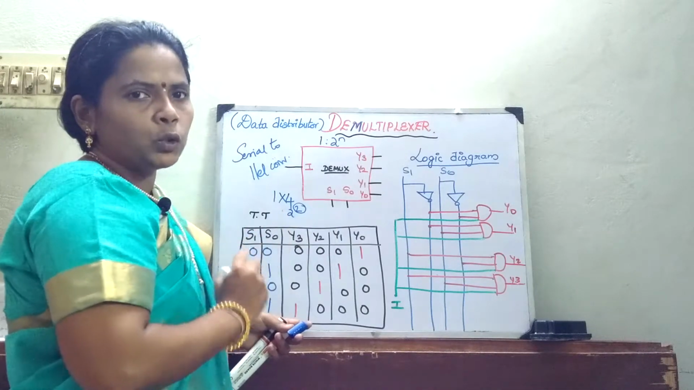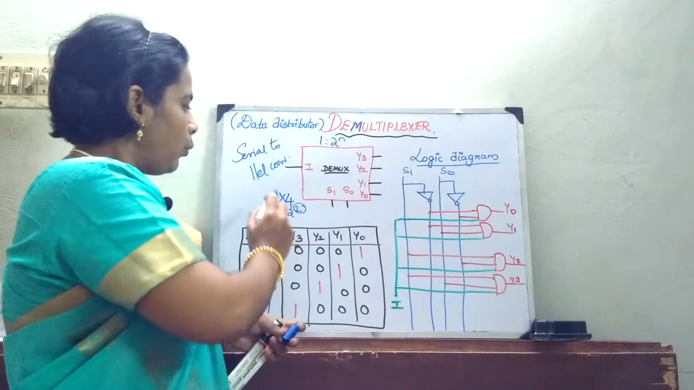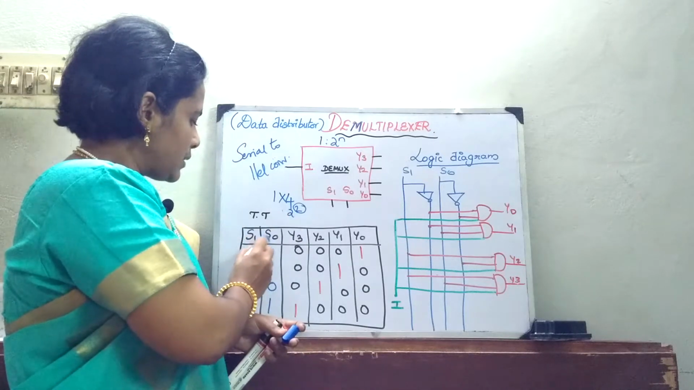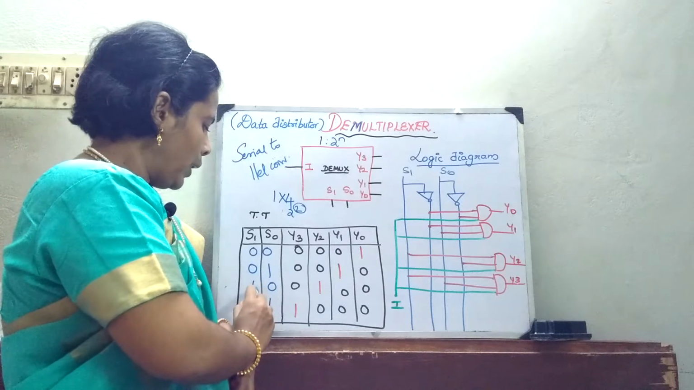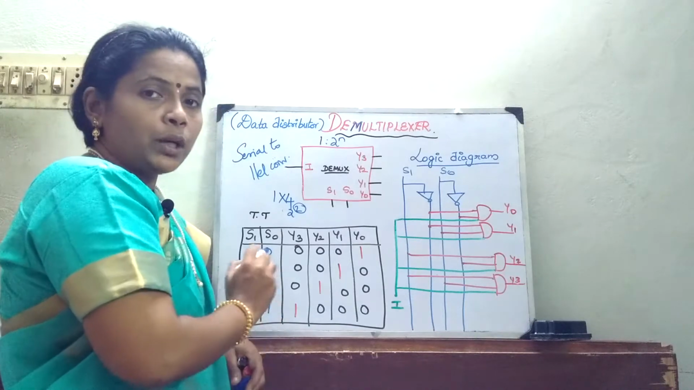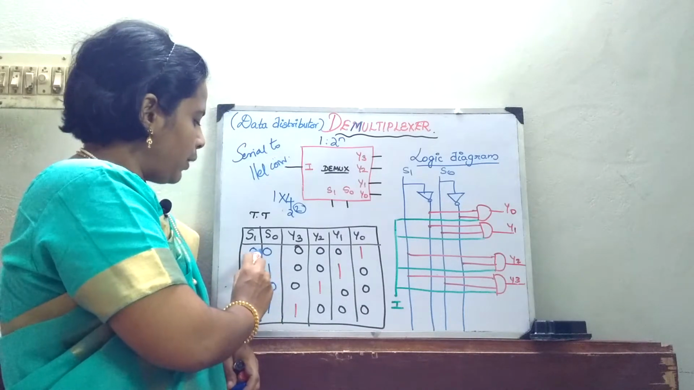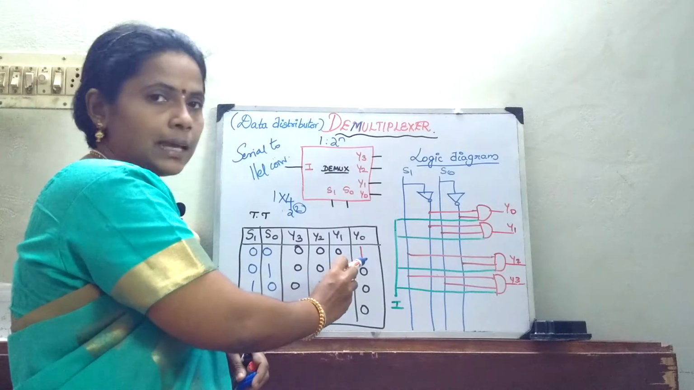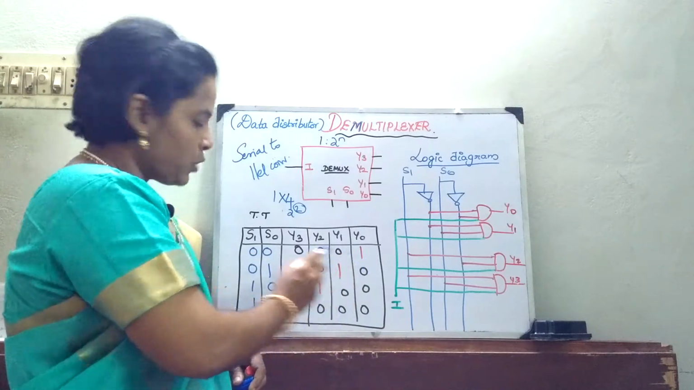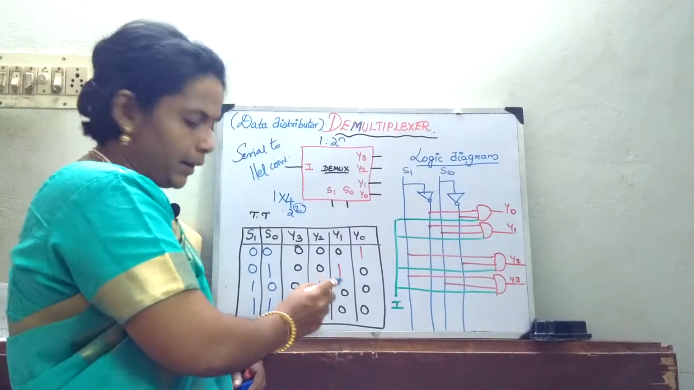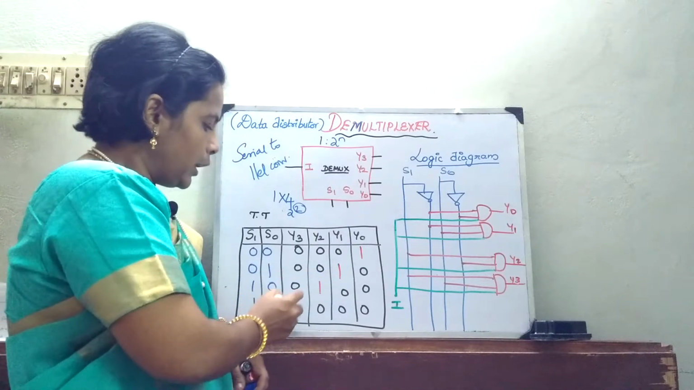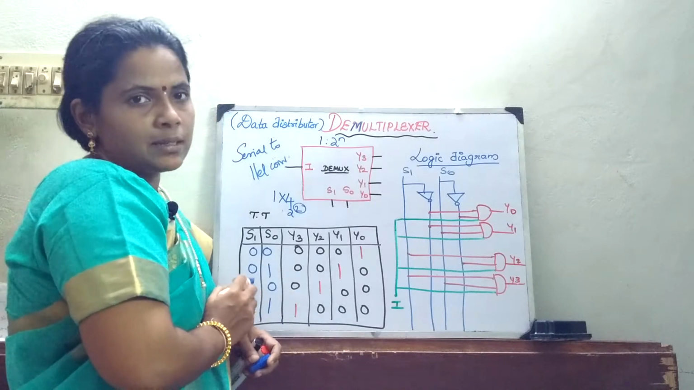Now we will move on to the truth table. Whenever I have 2 select signals, there are 4 possible combinations: 0 0, 0 1, 1 0 and 1 1. Depending upon the data given, suppose I give 0 0, then the Y0 channel is going to get selected. If I give 0 1, then the Y1 channel is going to get selected. Accordingly, if it is 1 1, then your Y3 channel is going to get selected.